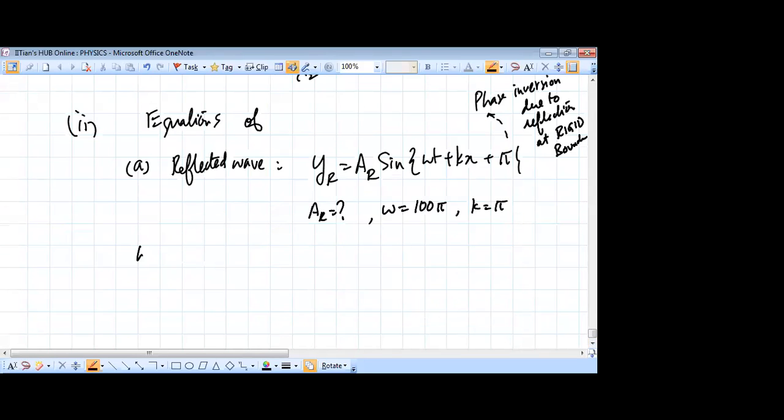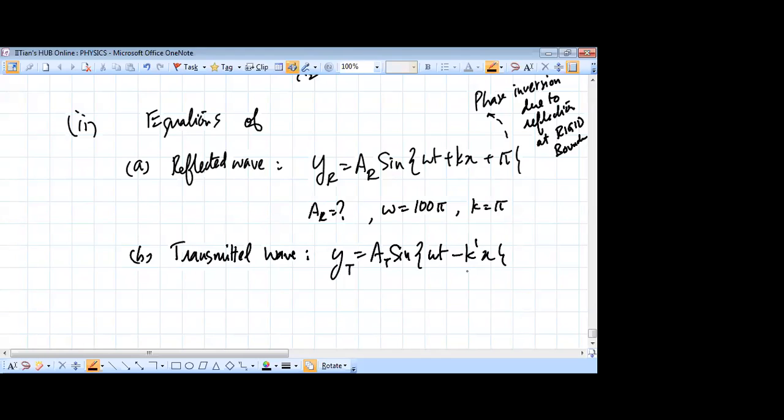Whereas the transmitted wave will have an equation of, let's say, yt, which will be some amplitude which we don't know as of now, but sine, same omega, but a different value of k, and there is no phase inversion for this because it's transmitted. The omega is the same as the incident and the reflected, 100 pi radians per second. But k prime was different because the medium has become different. So this is 2 pi radians per meter, and this one was pi radians per meter. Okay, so these are now my wave equations.